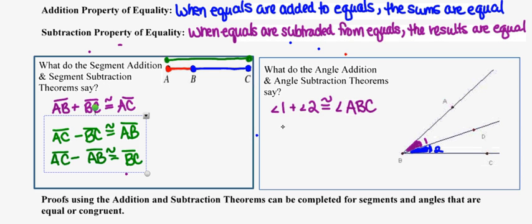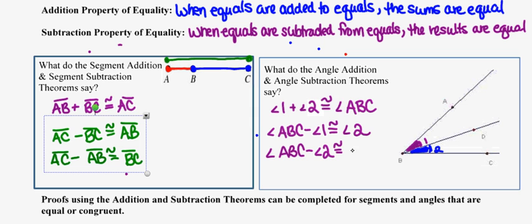Or if I were to start with the large angle, angle ABC, and subtract out angle 1, that would leave me with just angle 2. Or starting out with the larger angle ABC and subtracting out angle 2 would leave me with angle 1.